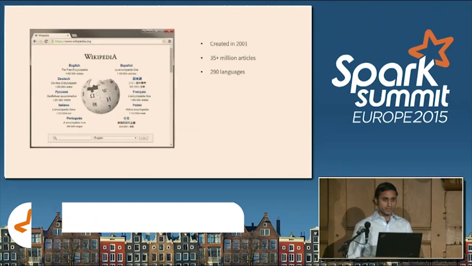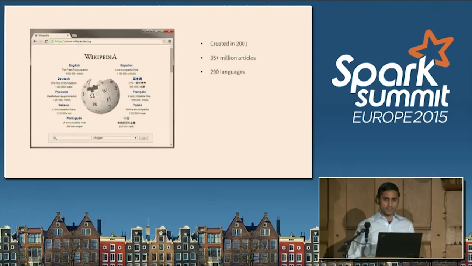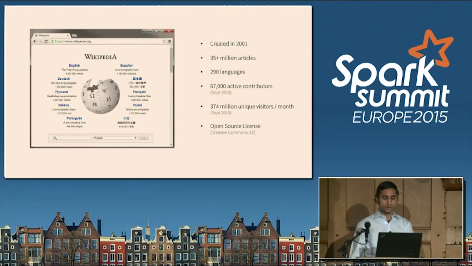It was created in 2001, currently about 35 million articles in 290 languages. There are 67,000 active contributors to Wikipedia. This is just for the month of September 2015. And 374 million unique visitors per month. This is also very recent for September 2015. And all of the Wikipedia corpus has been open sourced under a Creative Commons license.